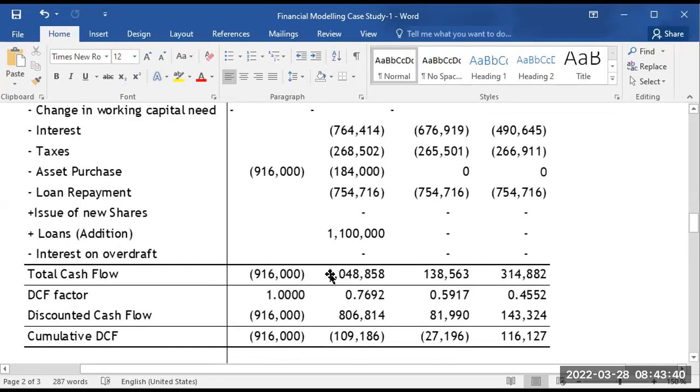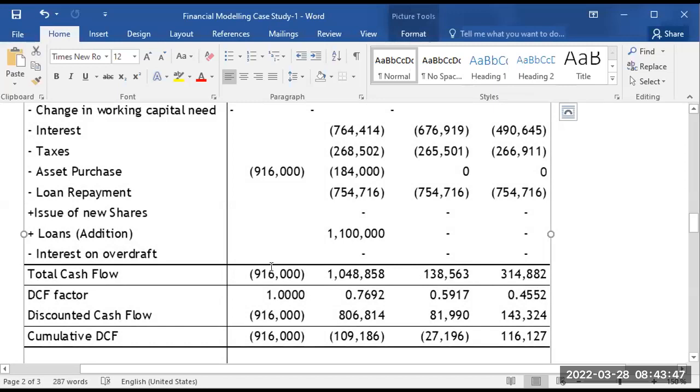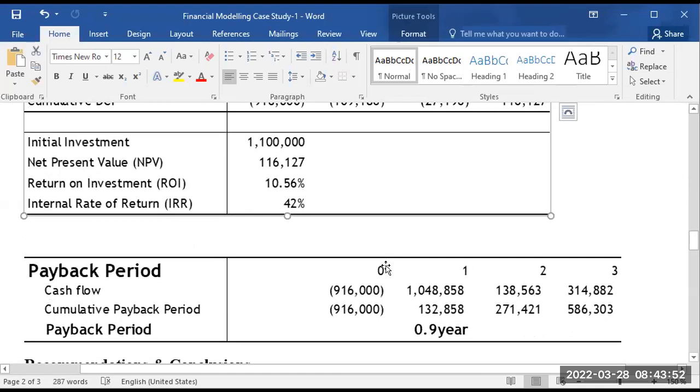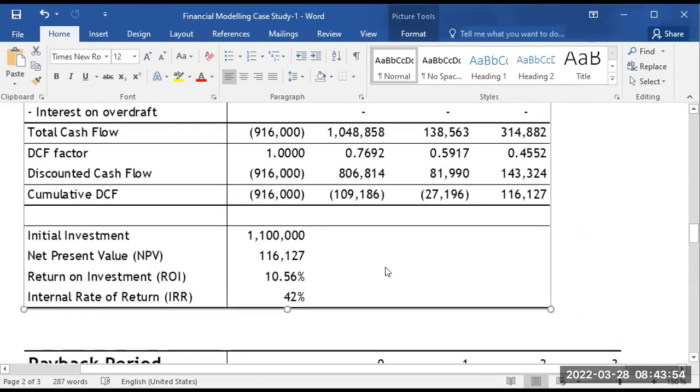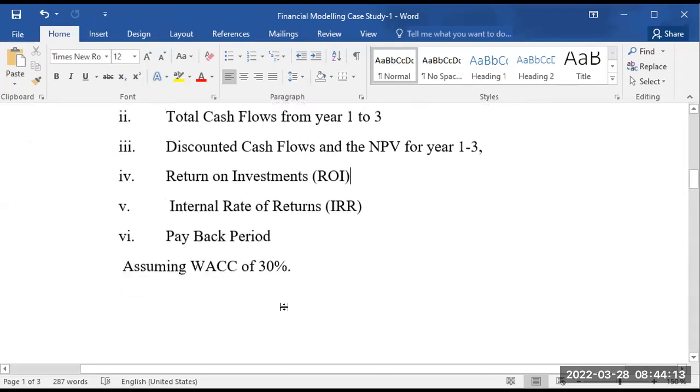Now, the total cash flow is what we're going to work with. Take note. It's the total cash flow values that we're going to use to calculate the discounted cash flow and NPV for years 1 to 3, to calculate the return on investment, and to calculate the internal rate of return, as well as the payback period. Right, so take note.